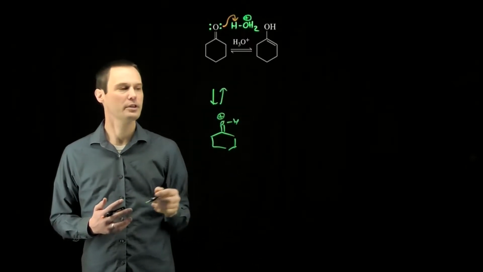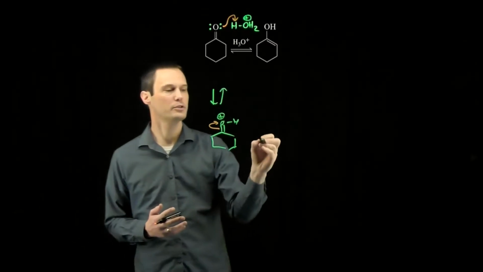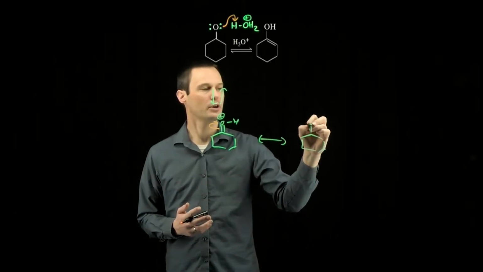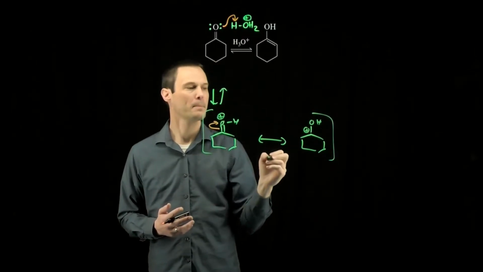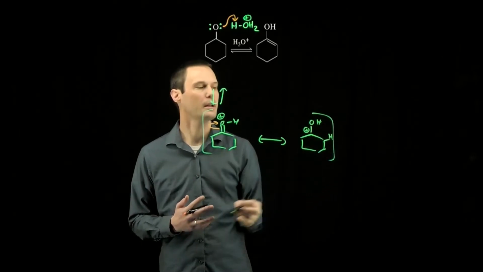This positively charged oxygen can be stabilized by resonance. We can break the carbon-oxygen double bond. That puts the positive charge on carbon. And this allows us to complete the tautomerization by removing an alpha proton.